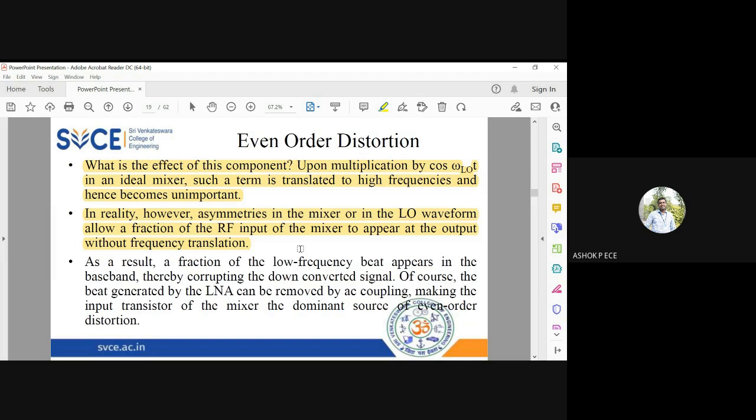So the other name for this even order distortion is IIP2. We have seen that the image and the signal are corrupting themselves. It is available in the same band. You can remove this action of the LNA by AC coupling, making the input transistor of the mixer the dominant source of even order distortion.